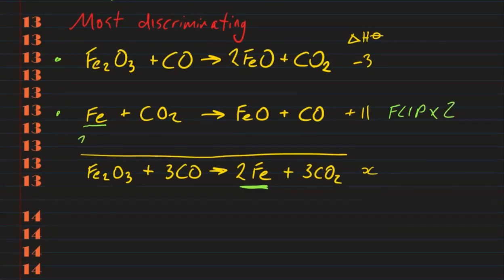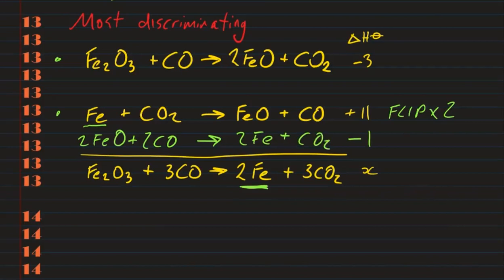So I've got 2FeO plus 2CO goes to 2Fe plus CO2. And that's going to be minus 11 because I flipped it, changed the sign, if you flip it, and then I'm going to double it. So this is gone. Am I done? No, I don't think so. Nope, maybe I am done. Yes, I think I'm done. Oh, that wasn't too bad.